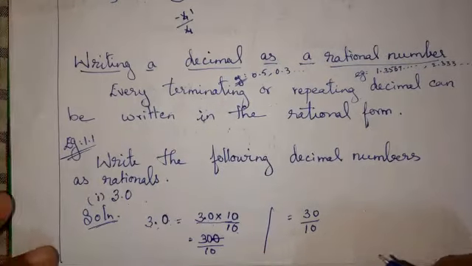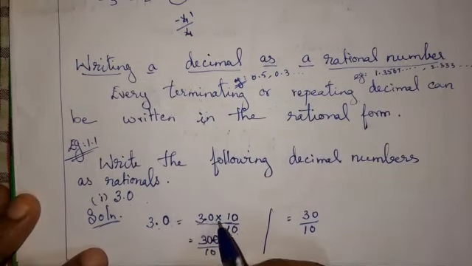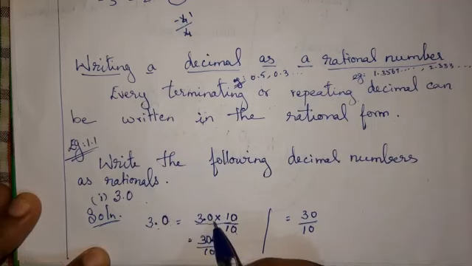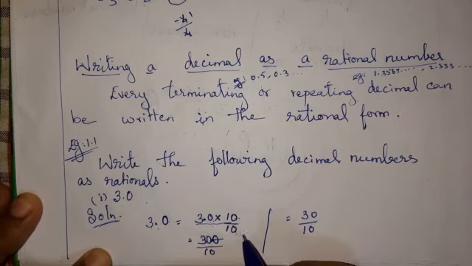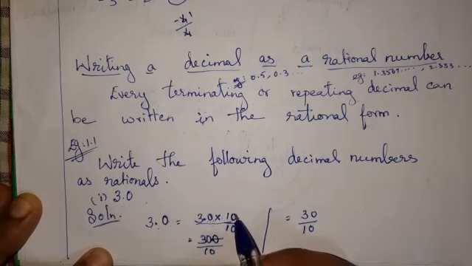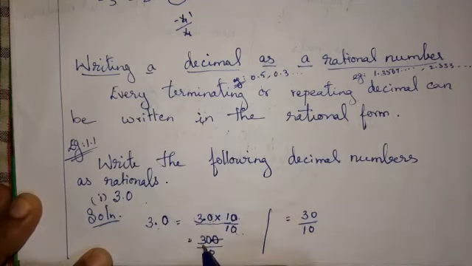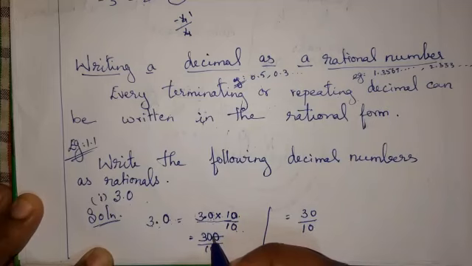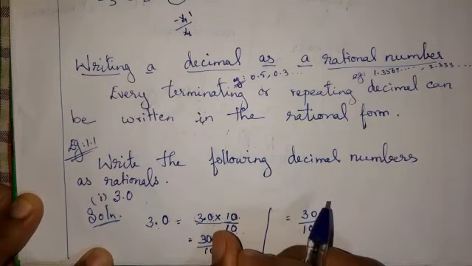Once again, listen carefully. 3.0 into 10 divided by 10, because after the decimal place you have only one digit. Therefore, you multiply by 10 and divide by 10. 3.0 into 10 means just add one more 0 to this number, that is 30 and one more 0, that is 300. Now check after the decimal how many digits, only one digit. Therefore from the right put the decimal here and cancel the 0. Therefore your value is 30.